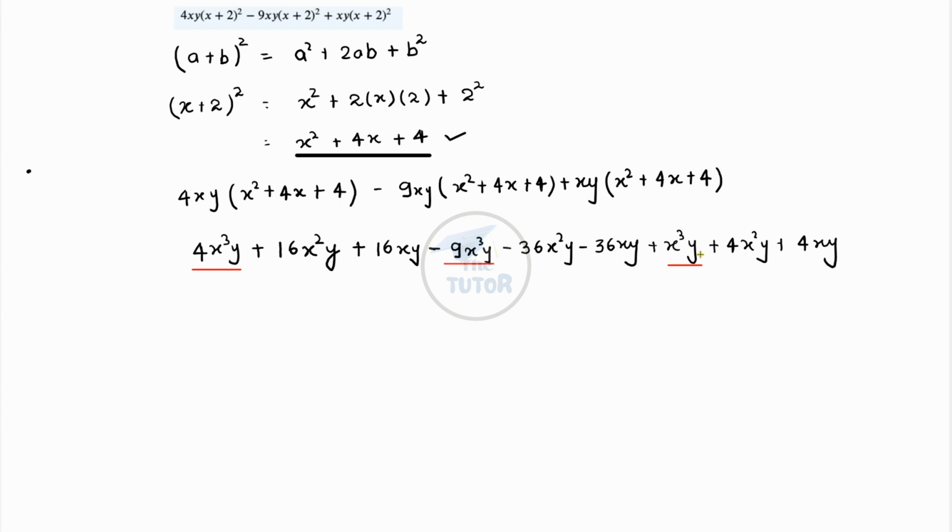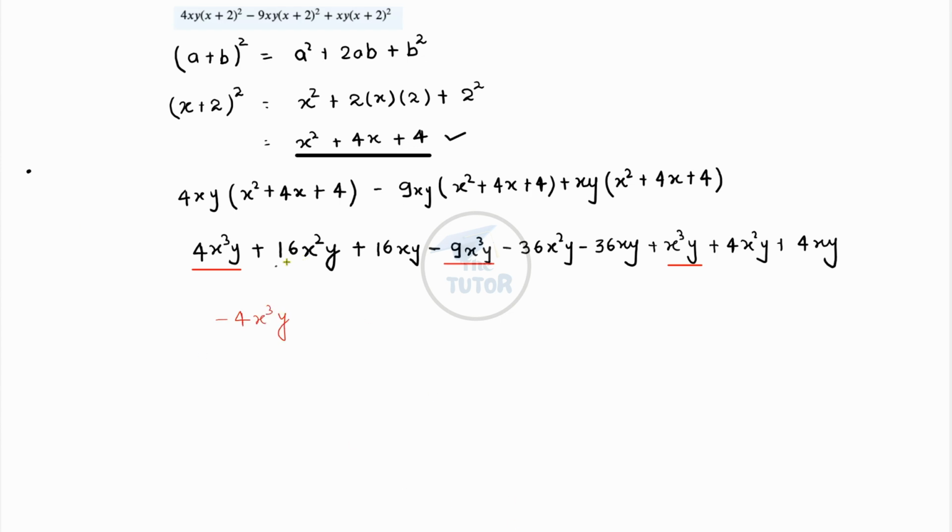So 4x cubed y plus 1x cubed y is 5x cubed y. 5x cubed y minus 9x cubed y. 5 minus 9 is minus 4. So I'll get minus 4x cubed y. Simply again, you have to figure out the other like terms.